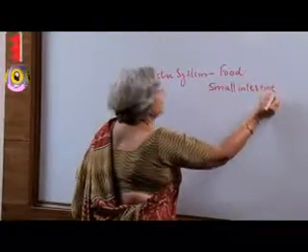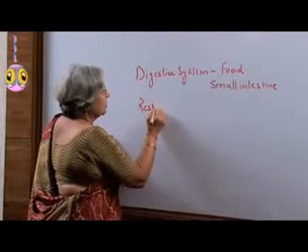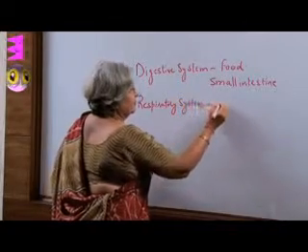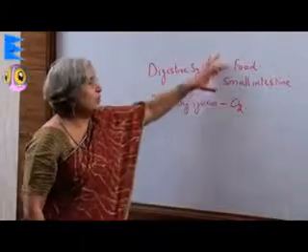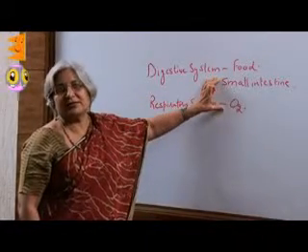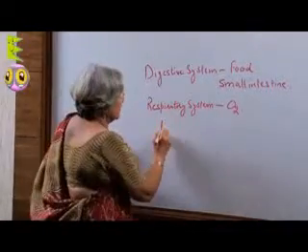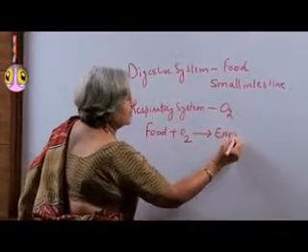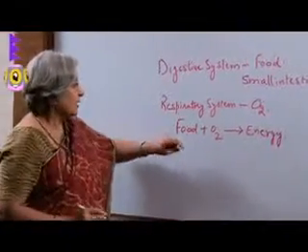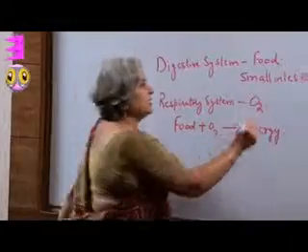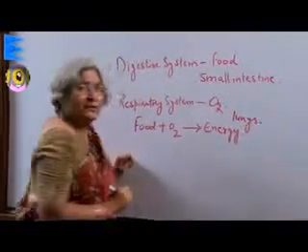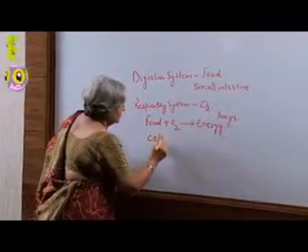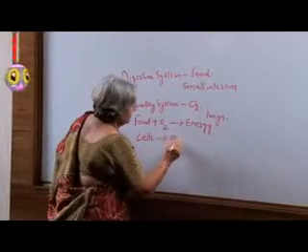In the respiratory system, you studied how oxygen rich air entered the body. Both food and oxygen are essential components for releasing energy. When food is burnt in the presence of oxygen, energy is released. Now, food is in the small intestine, oxygen is in the lungs. And where does the burning of food take place? In the third place, that is the cells. And within the cells, the mitochondria.